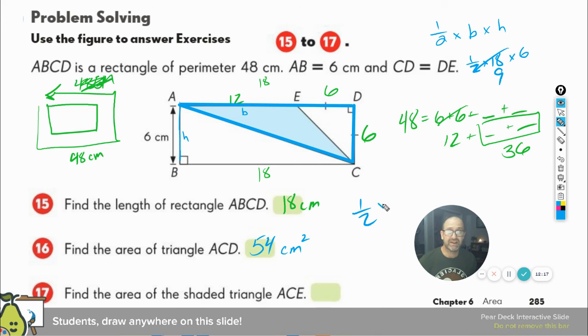So I can do 1/2 times, what's the base? 12 times 6. 1/2 times 12 is 6 times 6 is 36 centimeters squared. Boy, howdy, are we rocking the house today.